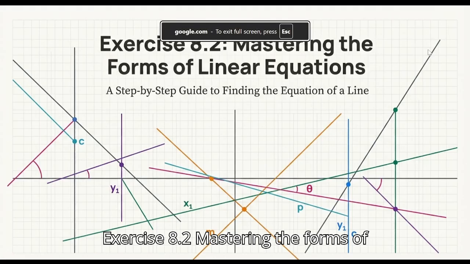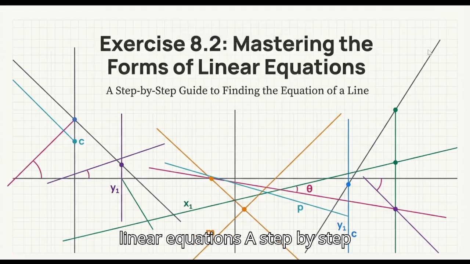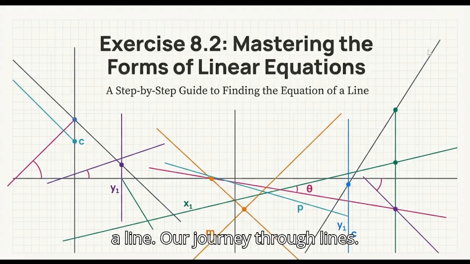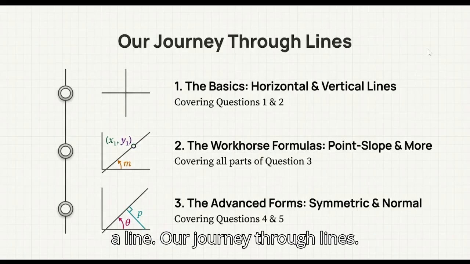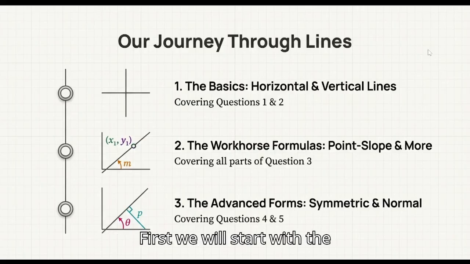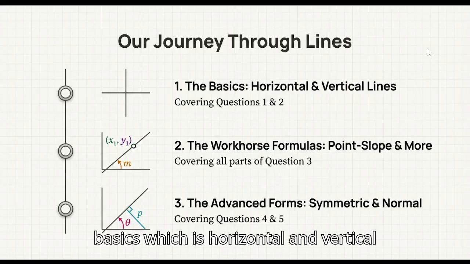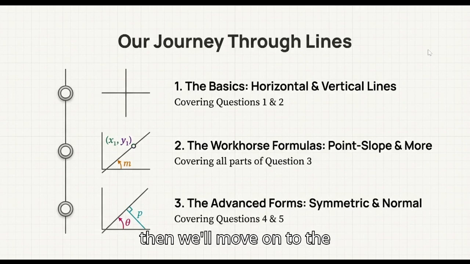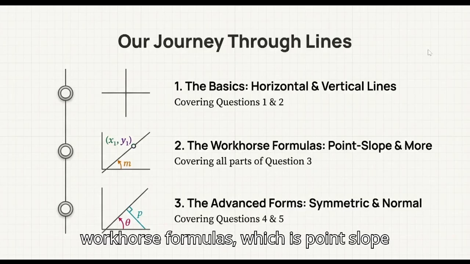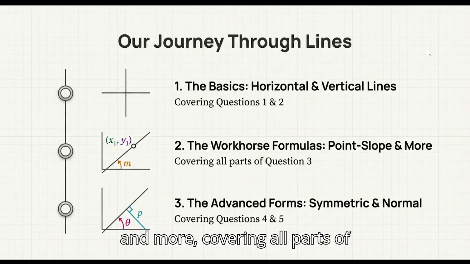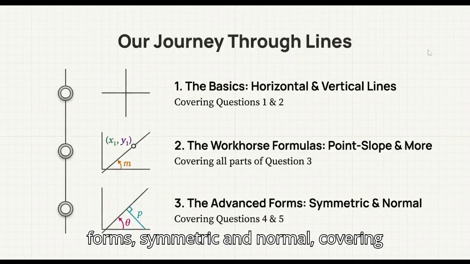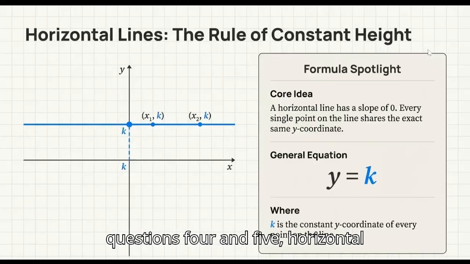Exercise 8.2, Mastering the Forms of Linear Equations. A step-by-step guide to finding the equation of a line. Our journey through lines. First, we will start with the basics, which are horizontal and vertical lines, covering questions 1 and 2. Then we'll move on to the workhorse formulas, which are point-slope and slope-intercept, covering all parts of question 3. And then the advanced forms, symmetric and normal, covering questions 4 and 5.